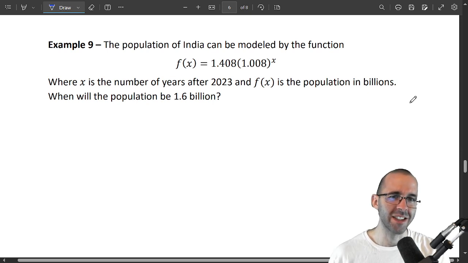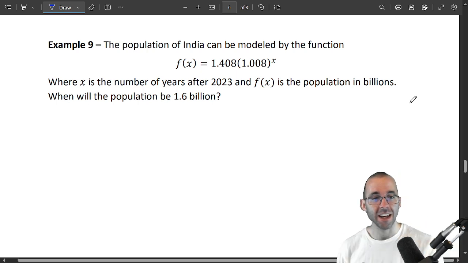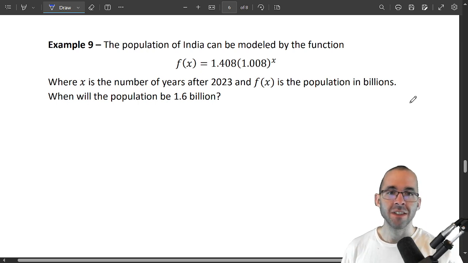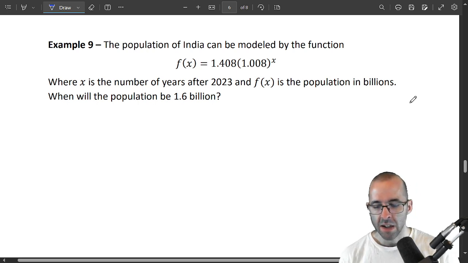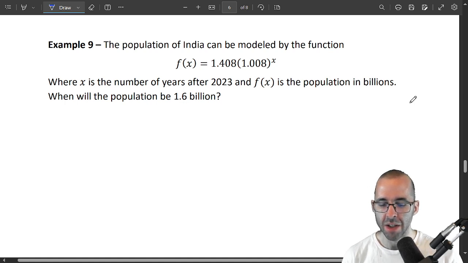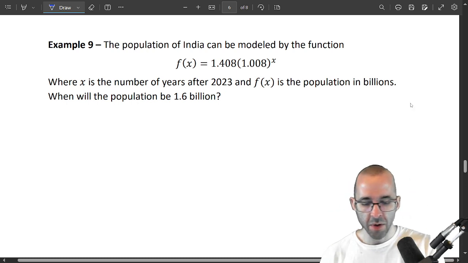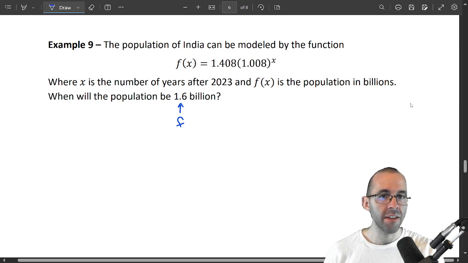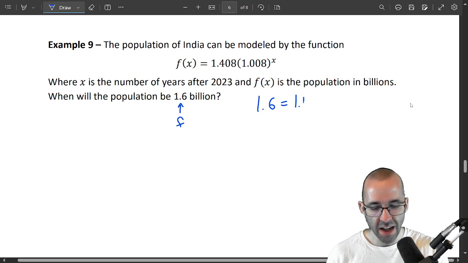Let's do a more normal example. Also referencing something from the last section, solving exponential equations. If we look at the population of India, and we can model it by this function, where x is the number of years after 2023, and f is the population in billions, lots of people in India, when will the population be 1.6 billion? Remember, the population is our f, so when is f 1.6? Replace the f with 1.6, we got to solve this equation.